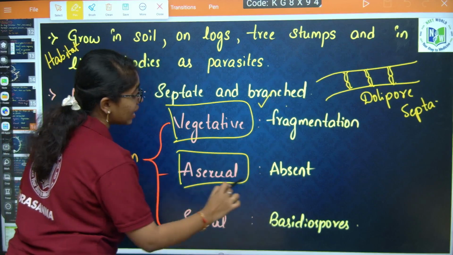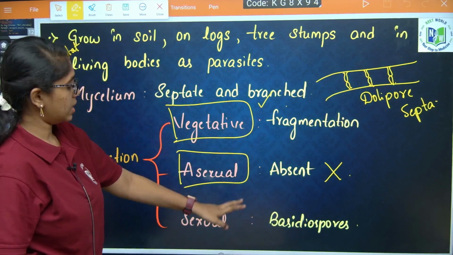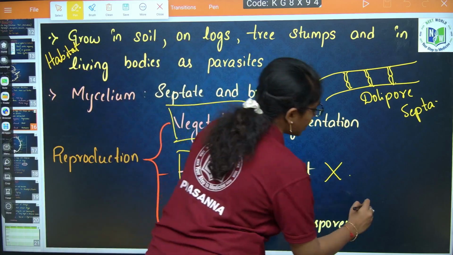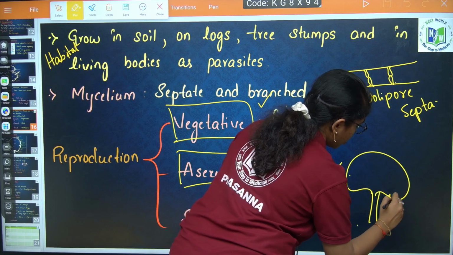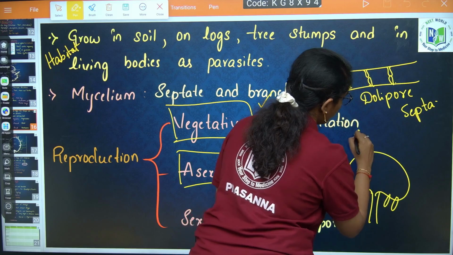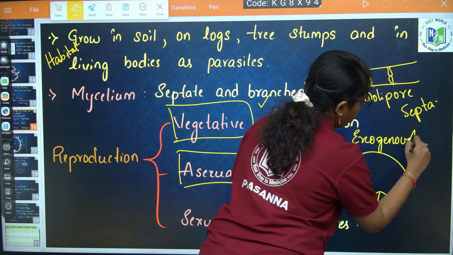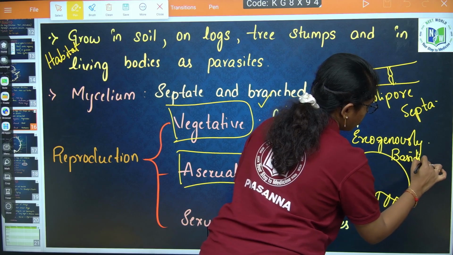Asexual reproduction is absent in which class of fungi? Basidiomycetes. Sexual reproduction is through basidiospores. How are they released? They are released exogenously on basidiocarps.